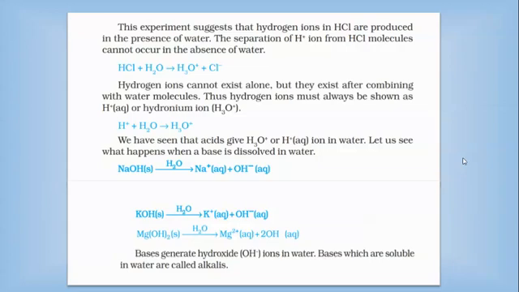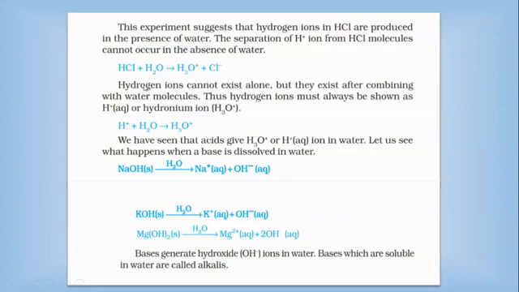Now, what does this experiment suggest? This experiment suggests that the hydrogen ion, H plus, which is present in HCl, is produced only in the presence of water. If water is there, then only it will be produced. We have to take out that H plus from HCl, and it can be done only in the presence of water. If water is absent, then it cannot be separated.